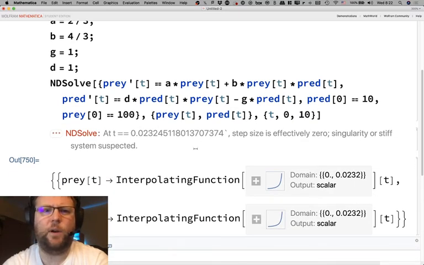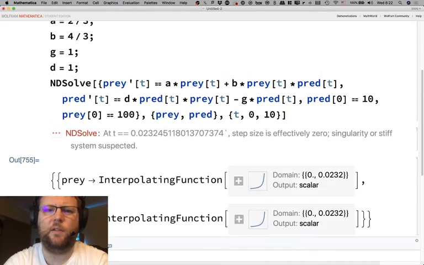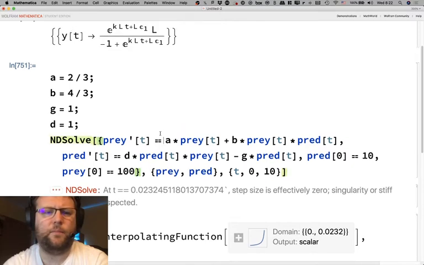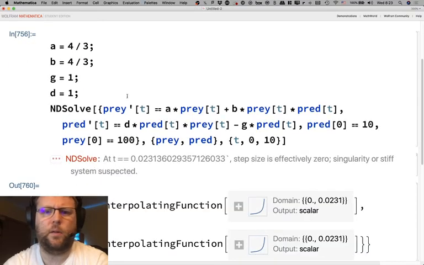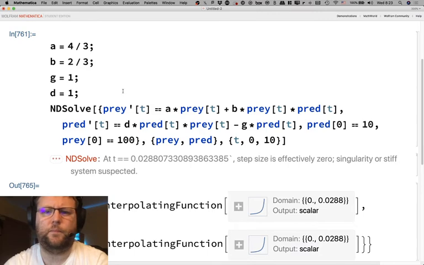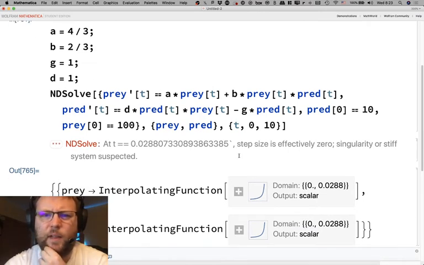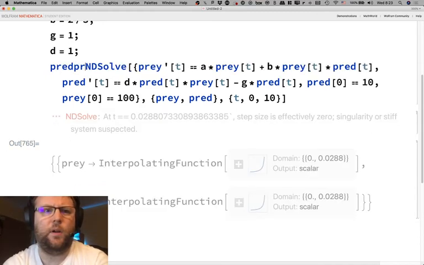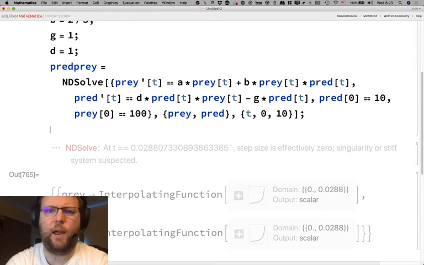All right, so what we got was... oh, I think here you actually don't want the t's. Let me make sure that I haven't made any typos. Pred, prey, 10, 100. Actually, you know what? I think this should be... Okay, so what it's telling us here is that we might be getting kind of weird values. I'm going to call this object predprey.